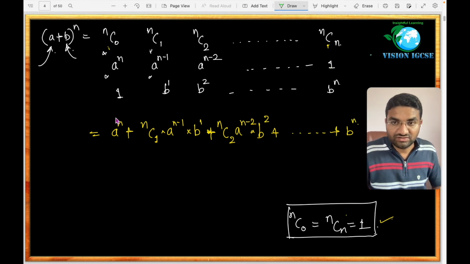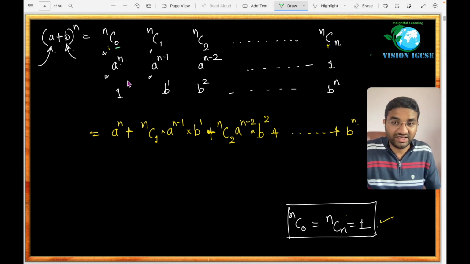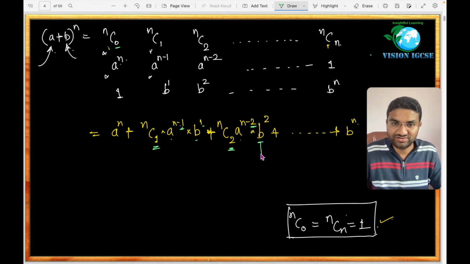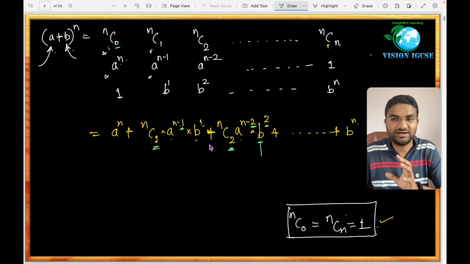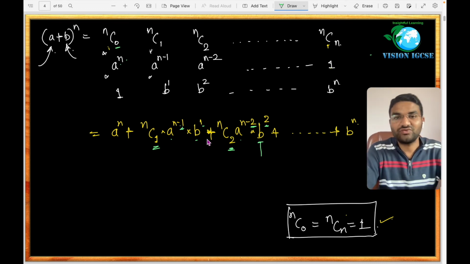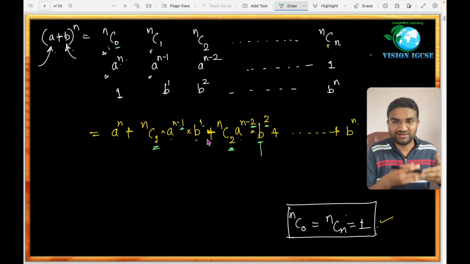Now how to remember these things? Here are some tricks. Look here: n minus 0 is n, so just a, and b raised to 0 is 1. Now we got nC1, so it's a raised to n minus 1, b raised to 1. Then nC2, so the first term is raised to n minus 2 and the second term raised to 2, b raised to 2. Getting it? Likewise, you can find the coefficient and powers of any term, if you know the n and which term you have to find. So this is how we expand using the binomial term.